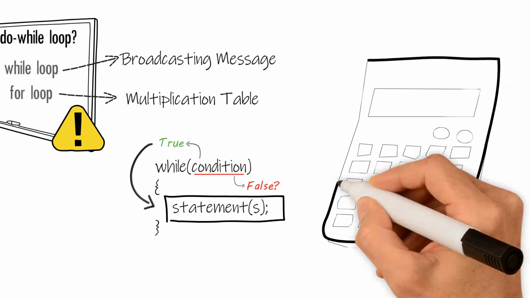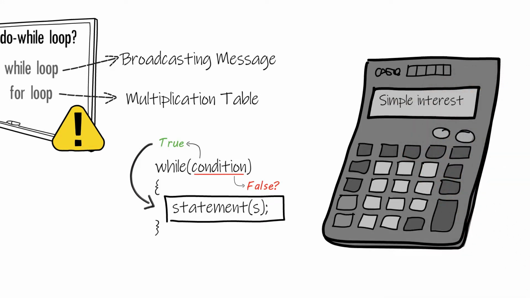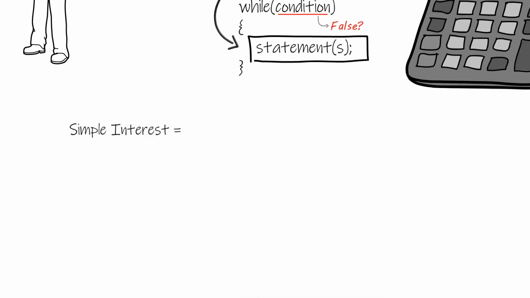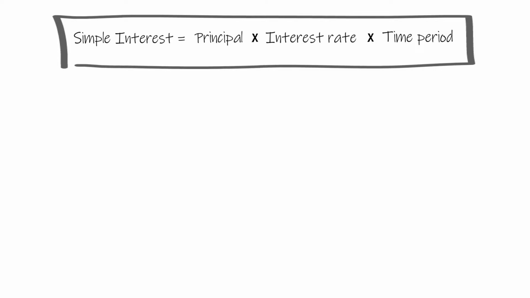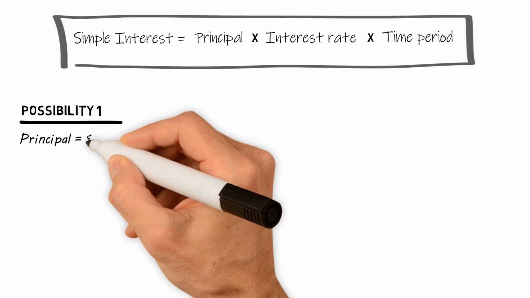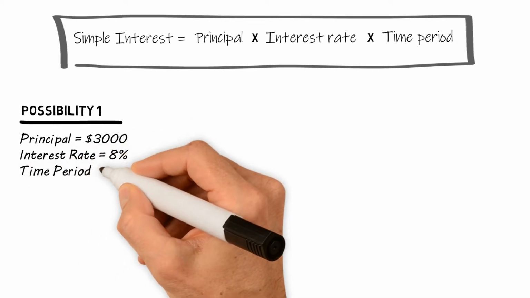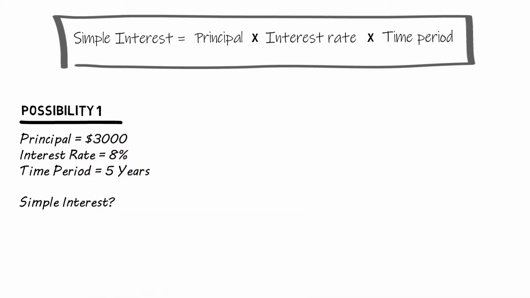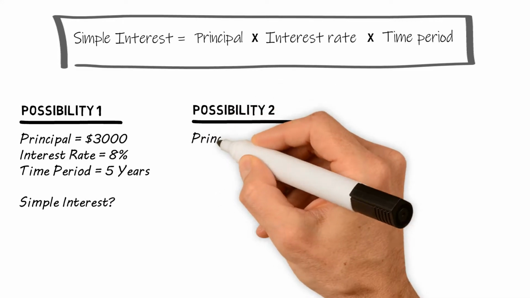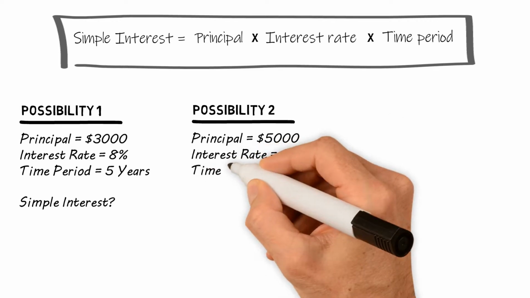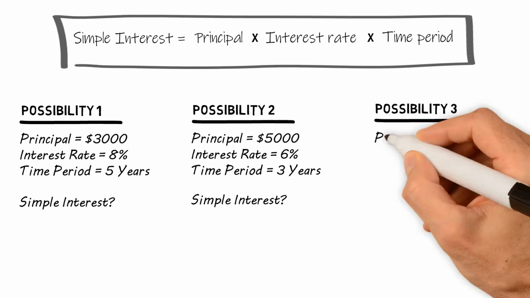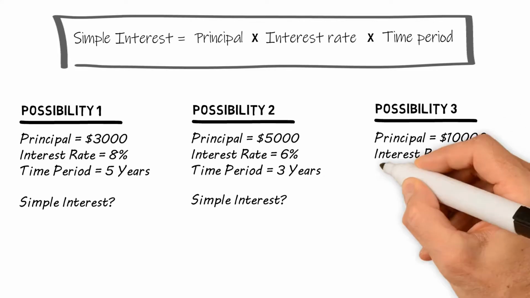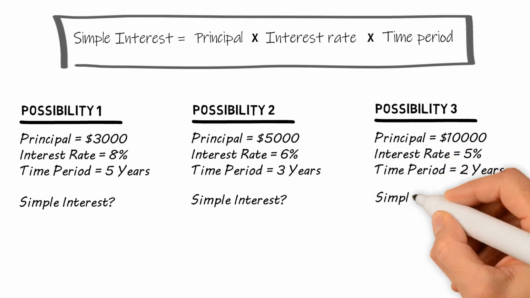Now consider a situation like calculating the simple interest. How do we calculate that? The formula is: simple interest is equal to principal times interest rate times time period. Using this formula, I may want to check a couple of possibilities. Possibility 1: principal amount is $3,000, interest rate is 8%, time period is 5 years. So what will be the simple interest? Possibility 2: principal amount is $5,000, interest rate is 6%, and the time period is 3 years. So what will be the interest? And possibility 3: principal amount is $10,000, rate is 5%, and time period is 2 years. So what will be the interest?